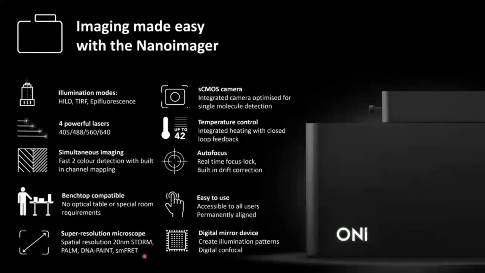It is a super resolution microscope that's capable of multiple modes of super resolution single molecule localization microscopy. It has a very sensitive CMOS camera for the detection of single molecules. It can perform live cell imaging with temperature control up to 42 degrees. It has a built-in autofocus function for temporal imaging, and it's easy to use with our easy to operate user interface, as well as a digital mirror device that allows you to perform digital confocal.